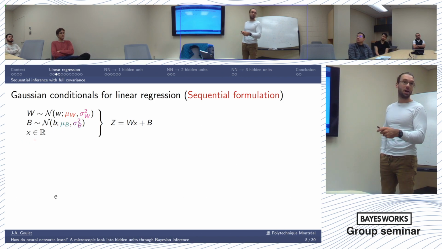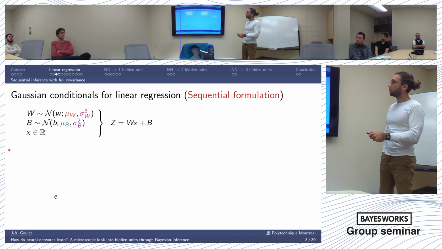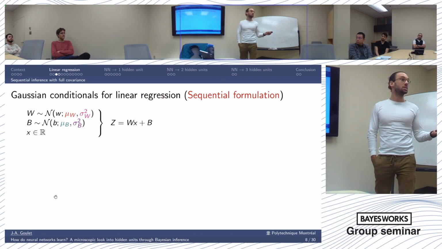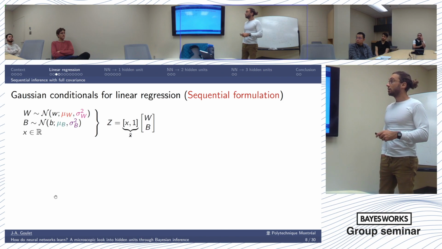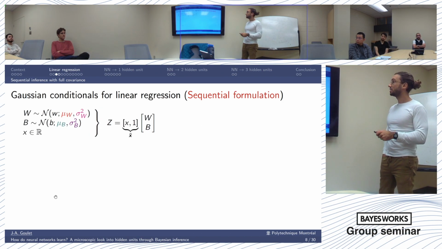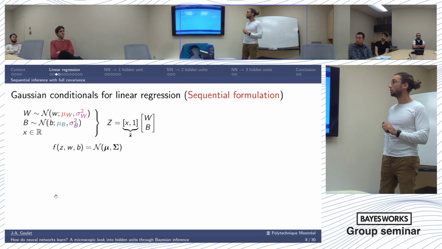X is my input value, a real quantity. We have this linear form Z equals WX plus B. W is random, B is random, then Z must be random. I can express this in a vector format, except I express x tilde being x and 1, because 1 is the term for the bias. I multiply by the vector WB and get exactly the same very simple formulation.